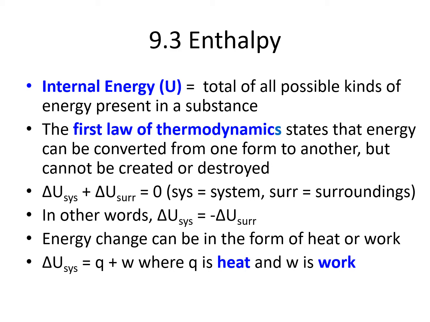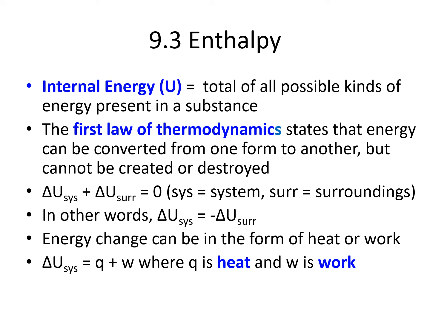We can rearrange the equation to say the delta U of the system equals the negative of the delta U of the surroundings. This is a similar equation to Q of the system equals negative Q of the surroundings. But with this, we're talking about all of the types of energy, not just heat. We're going to use the equation delta U of the system equals Q plus W, where Q is heat and W is work. If we add up the heat and the work, that gives us the total energy for the system.